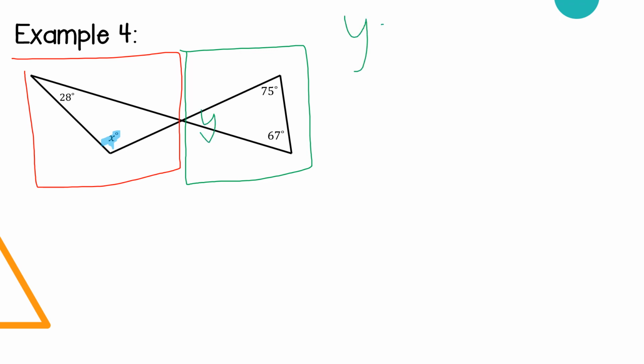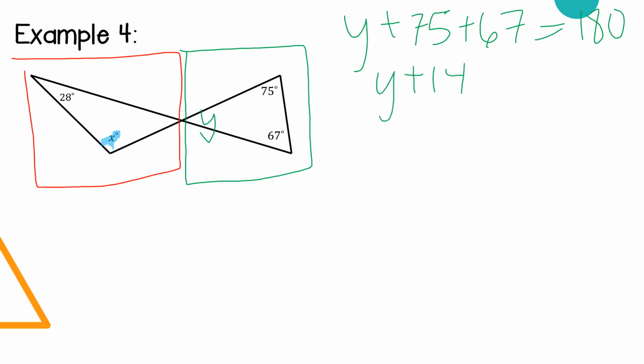So y plus 75 plus 67 equals 180. And then we're just going to do the same math that we've been doing. We're going to add 75 and 67 together to get 142. And then we're going to subtract 142. I'm not going to show subtracting 142 on the screen. I'm just trying to go straight to what y equals, and that would be y equals 38. So again, that's not what we're looking for.